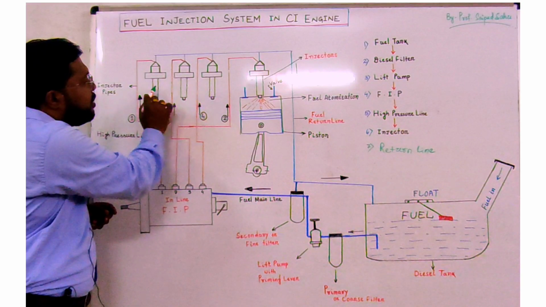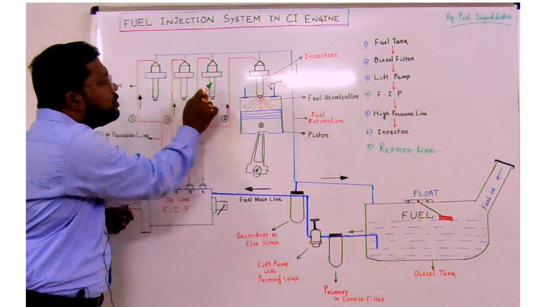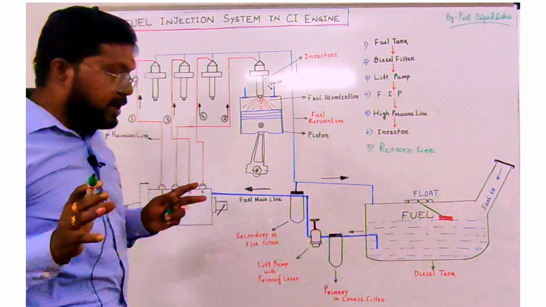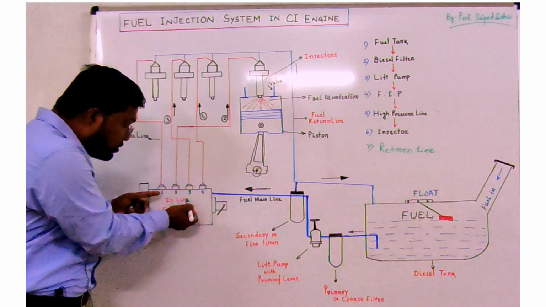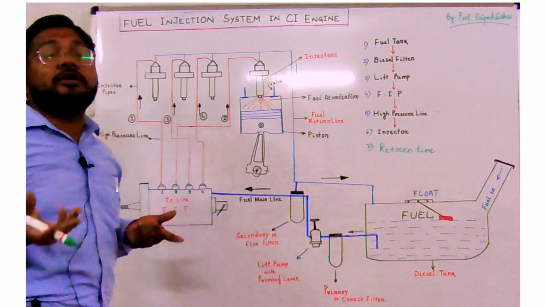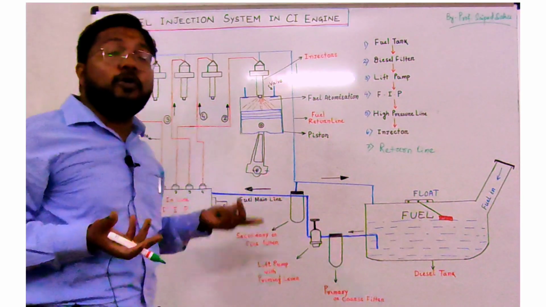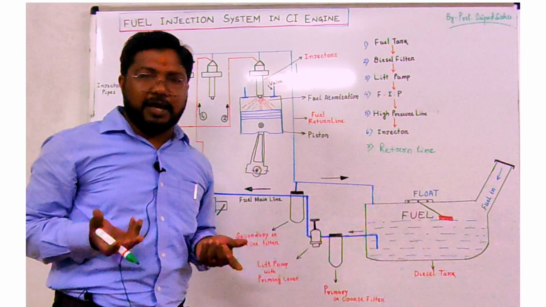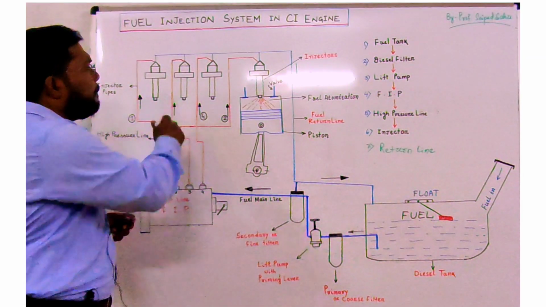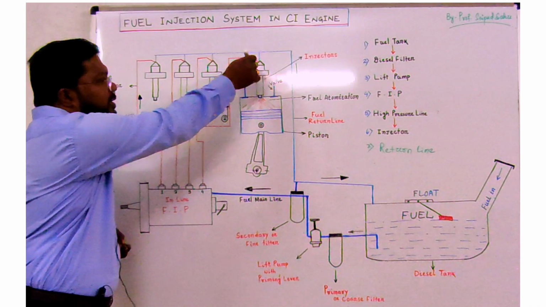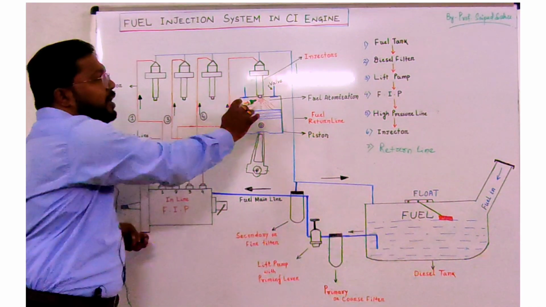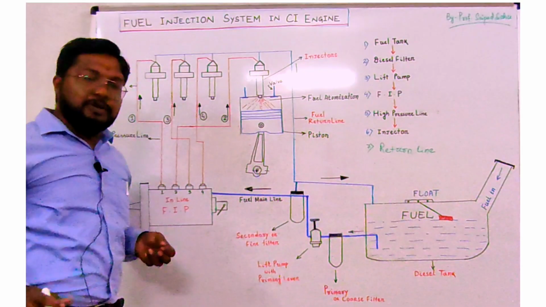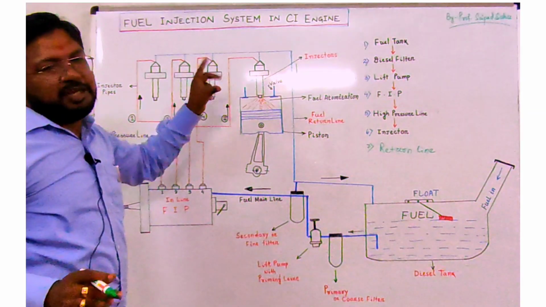You can see here the number of injectors: 1, 2, 3, 4. Four injectors are there and four supply lines are there. So we can easily understand that this is a 4-cylinder diesel engine. Finally, through this injector, the fuel is injected into the piston cylinder arrangement, into the clearance volume.